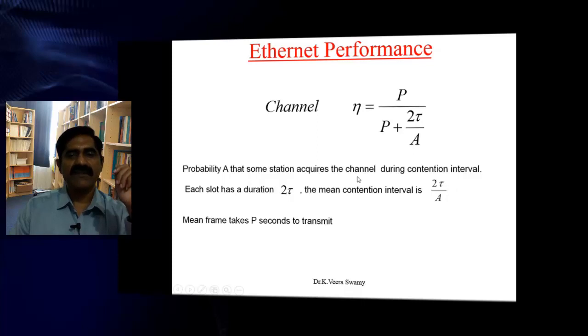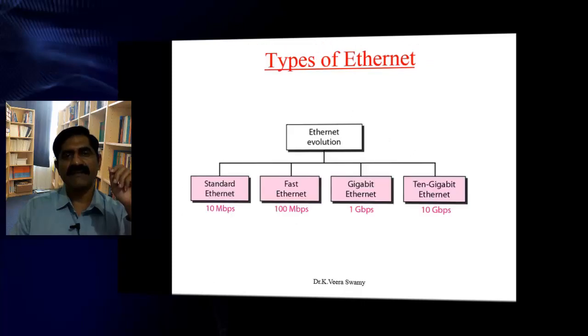Anyway, to transmit the frame we need some seconds. So that is the mean frame taking P seconds. That is the frame transmission. This is also frame transmission. This is the contention period, nothing but accessing the channel. Suppose the channel is ideal, then the probability of an acquiring station is 1. Suppose you consider A1, then it becomes P by P plus 2 tau. So this is the efficiency of Ethernet. Like this, we can calculate the Ethernet performance.